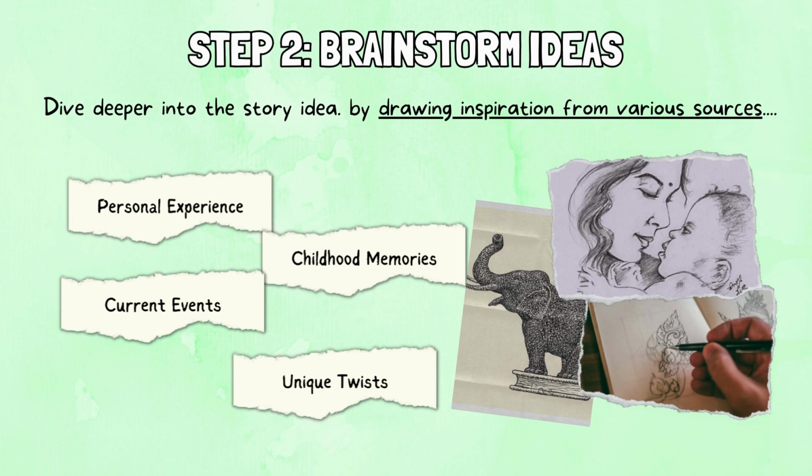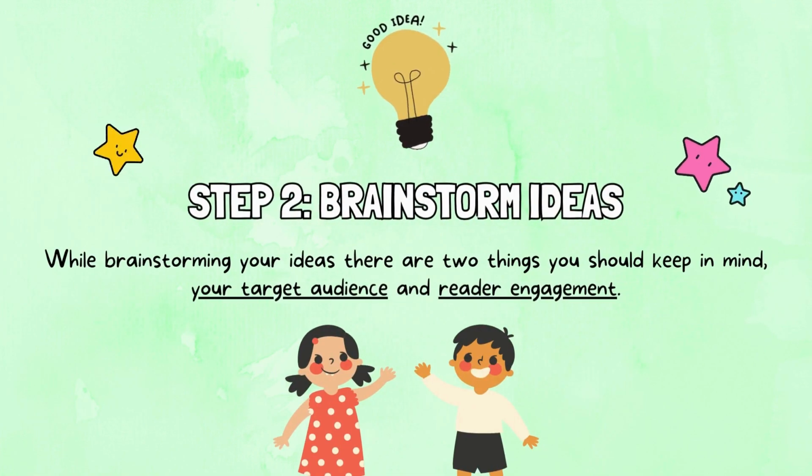As part of the brainstorming step, it might be helpful to sketch or jot down visual ideas that come to mind. Remember that the visual element is crucial in picture books, so think about scenes or characters that would work well visually. While brainstorming your ideas, there are 2 things you should keep in mind: your target audience and reader engagement. Think about what would resonate with your target audience, considering their age, interests, and developmental stage. Picture books are meant to captivate readers, so think about what will grab their attention. This could be through humor, relatable characters, or an exciting adventure.